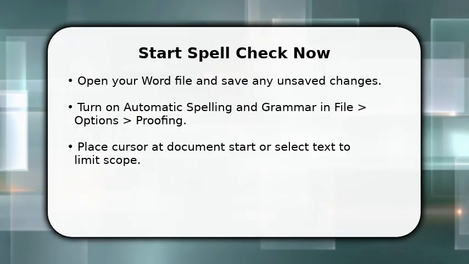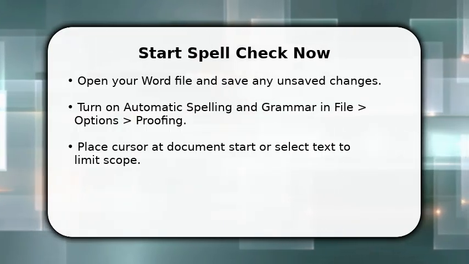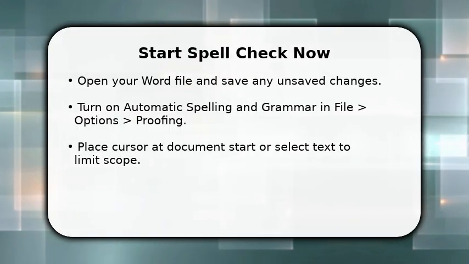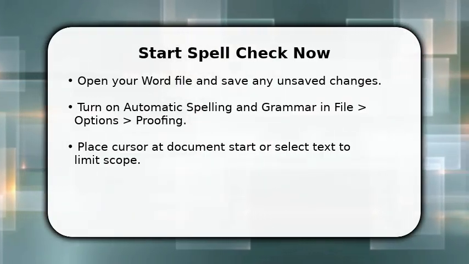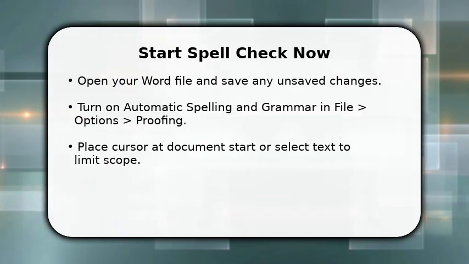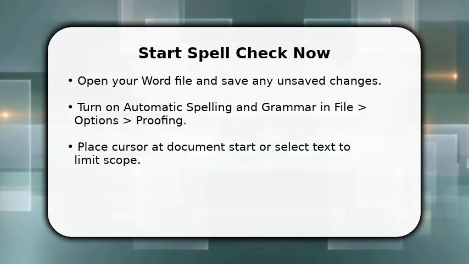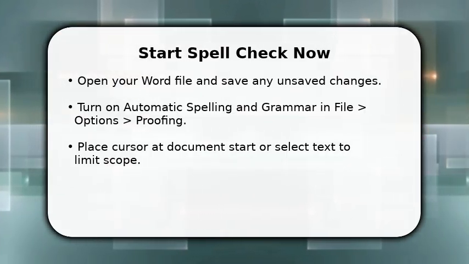Place the cursor at the start or highlight a section if you want a focused pass. Once done, press F7 or choose Review Spelling and Grammar to start an immediate check. This initiates Word's dictionary and grammar rules so it can suggest corrections and learn your custom words.